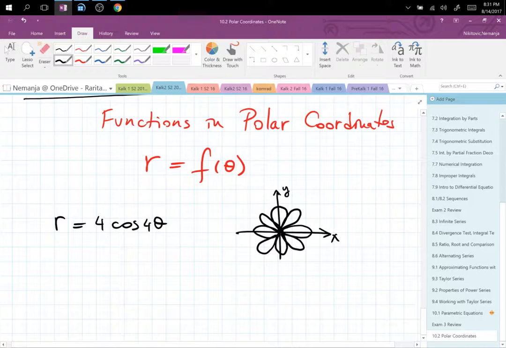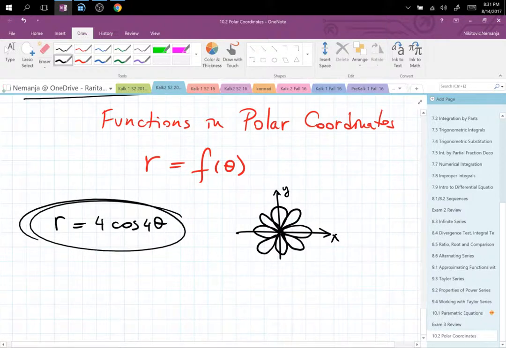Now, I want to call your attention to the shape of the graph. Looking at it, forget about the r equation on the side. Just look at the graph. It's on the xy coordinate plane. Is it a function? No, it fails the vertical line test. It cannot be a function in our xy Cartesian coordinates.